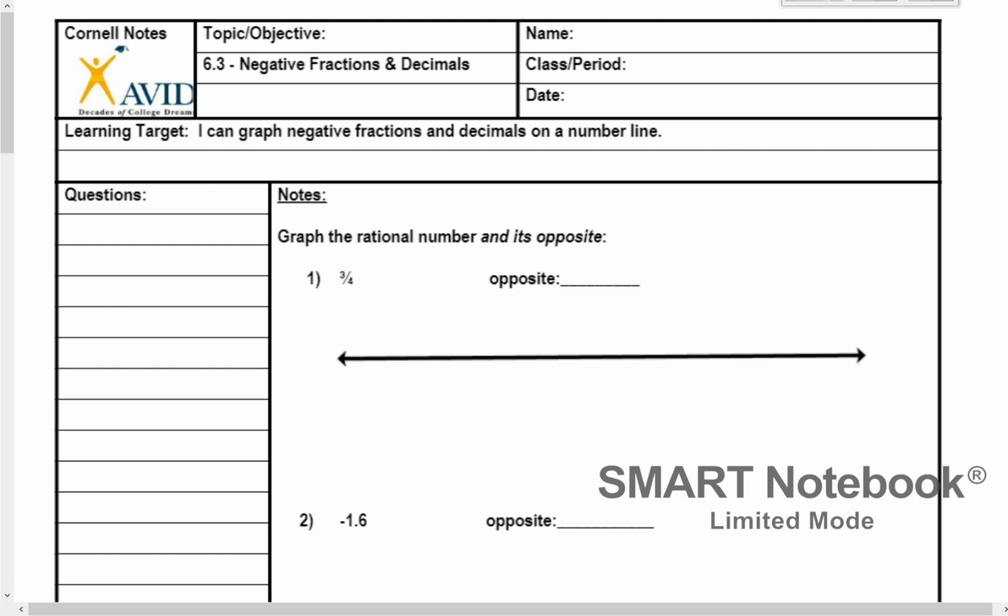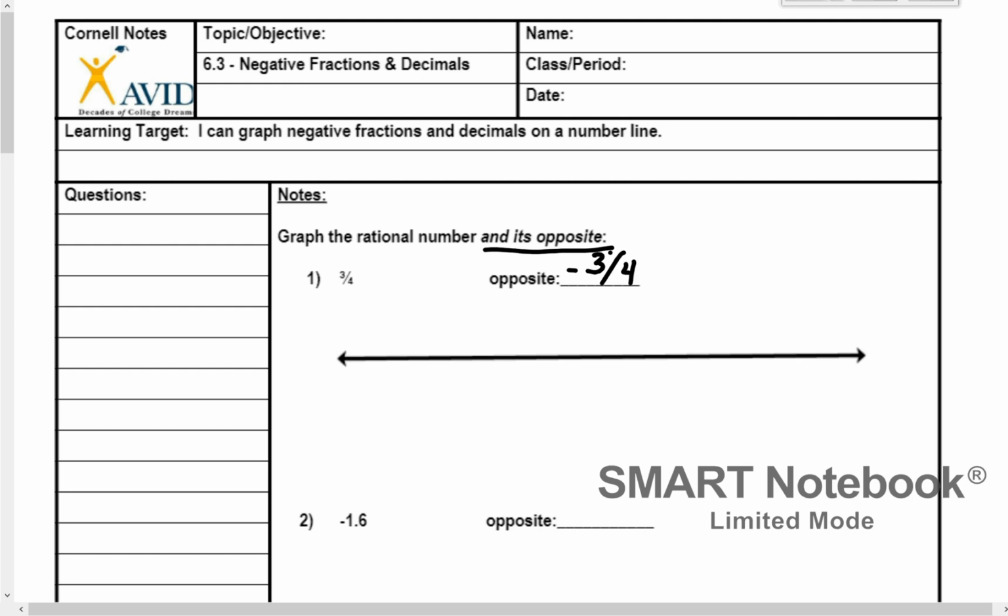So we're just going to do some examples building off of what we learned yesterday in our lesson with positive fractions and decimals. Our first question is to graph the rational number and its opposite. Not only do we want to graph 3/4, we also want to graph the opposite of 3/4. First, write in the opposite of 3/4. That's going to be equal to negative 3/4.